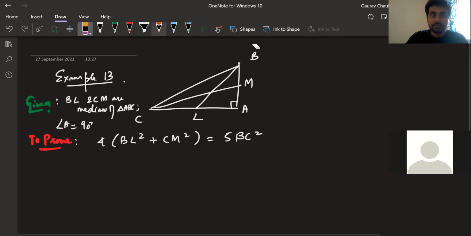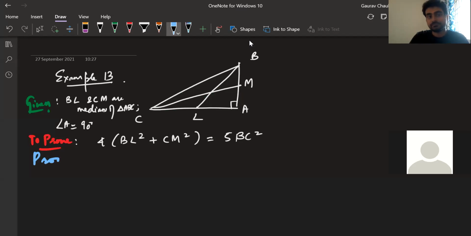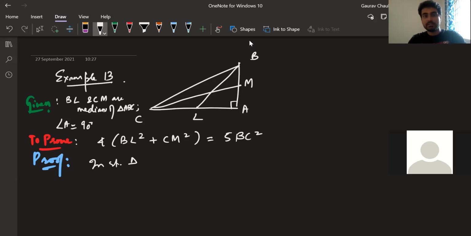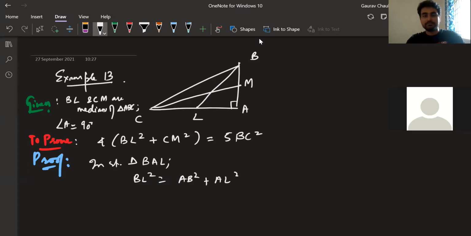Okay, so my proof is, first I'm going to begin with, in right triangle BAL, I have BL square is equal to AB square plus AL square. All right, AB square plus AL square.